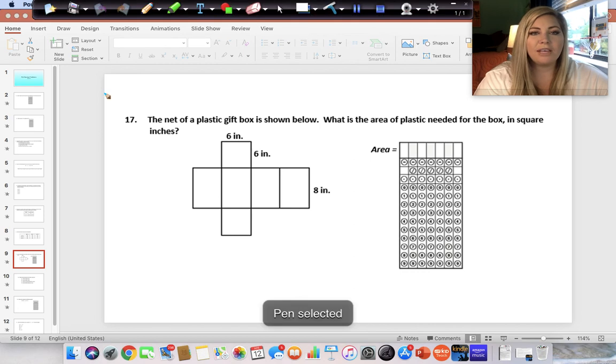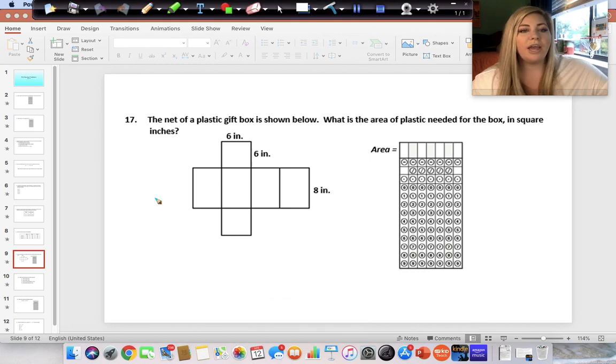Okay, we did a lot of these in school. I like the sky blue, so we're going to keep the sky blue. Okay, the net of a plastic gift box is shown below. What is the area of plastic needed for the box in square inches?